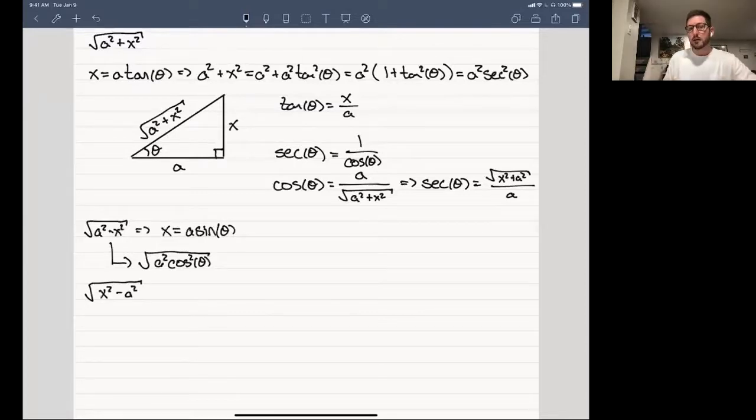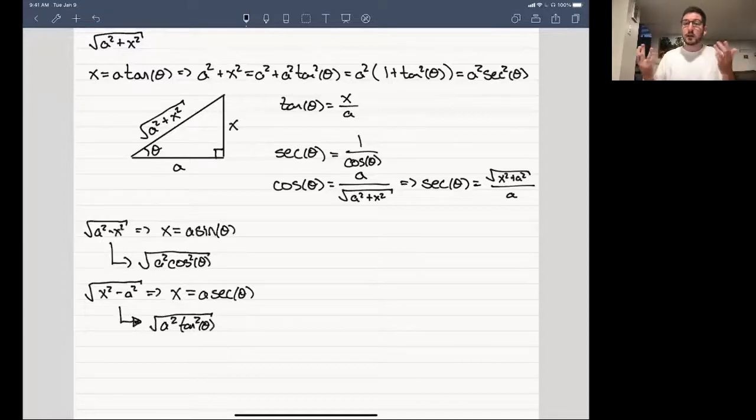If you have x squared minus a squared, in this case, you could say x is equal to a secant of theta. And in this case, you use that Pythagorean identity again, the one that involves tans and secants. And here you get a square root of a squared tan squared of theta. And so the beauty here is that you get a perfect square underneath the square root.